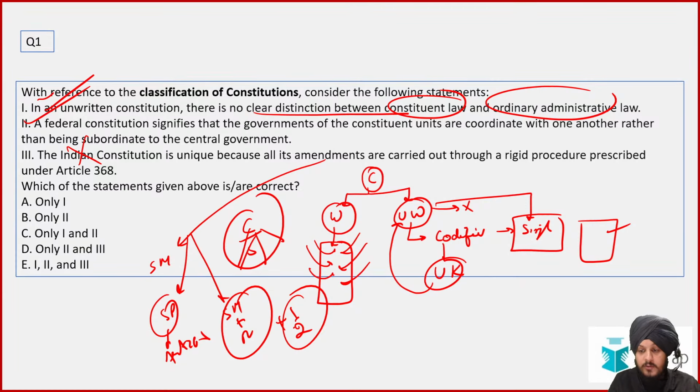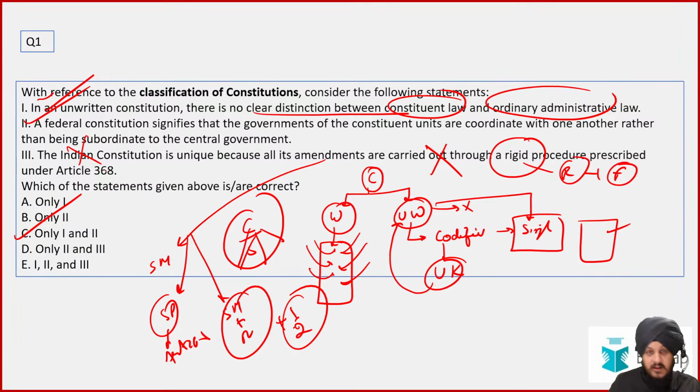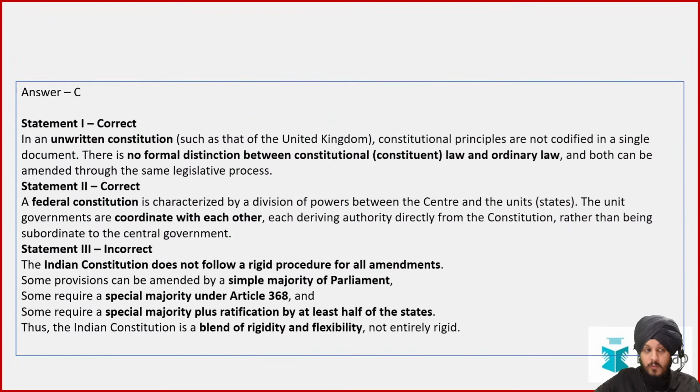Let me also tell you that the Indian constitution is not considered a rigid constitution, but a mixture of rigidity and flexibility because of different sorts of features. So this is going to be the incorrect option. So C is going to be the correct answer to this question. Now let us move on to question number 2.